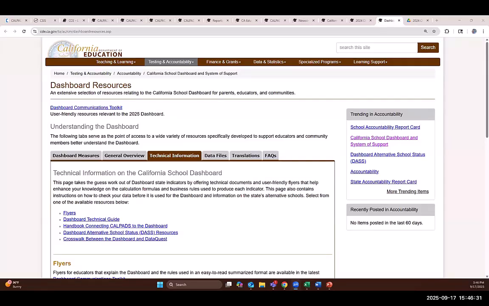I'm sorry, I don't know who asked the question. But once you open the handbook or the technical guide, if you just Control F by the word articulated or articulation, it'll easily bring you to the definitions and answer.